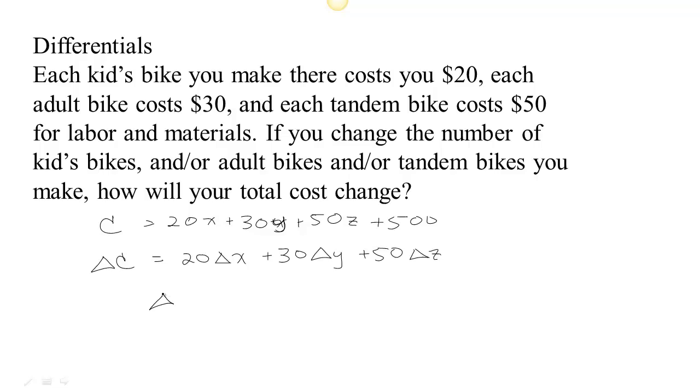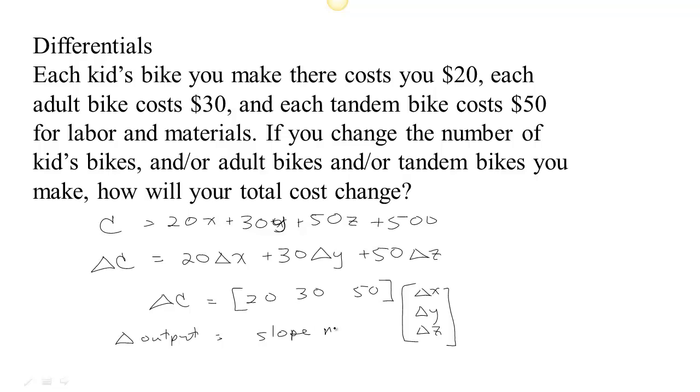So we can see the change in our outputs is going to be this matrix of slopes, or a matrix of partial derivatives, times this matrix or vector of changes in input. So again, we have that same pattern: the change in output is equal to the slope matrix, or derivative matrix, times the change in input. We can organize it in that way.